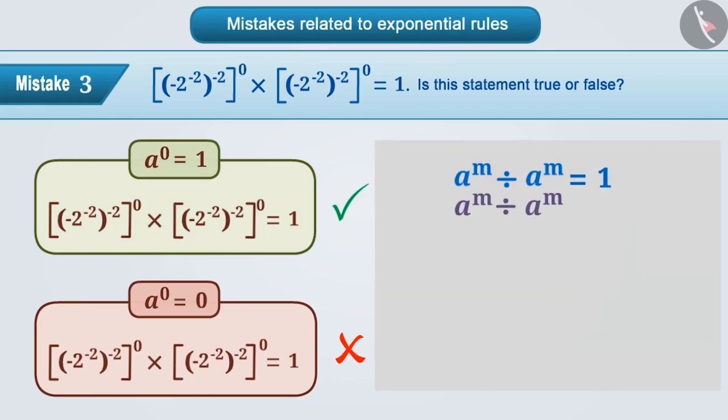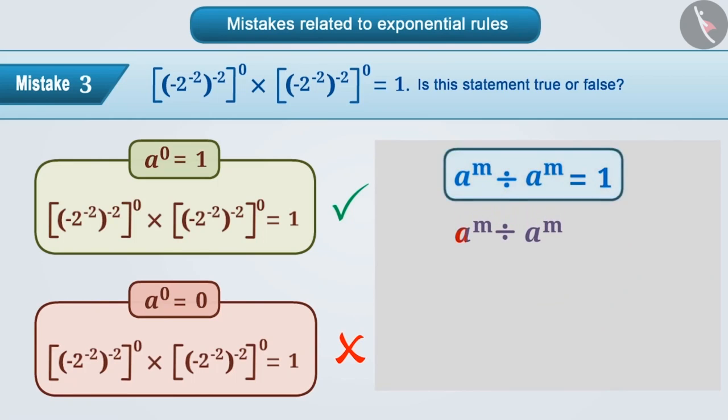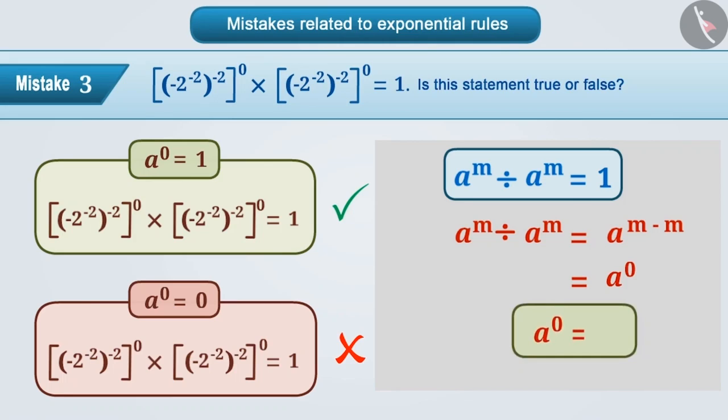Now let's solve the left side. Here we can write a^m divided by a^m is equal to a^(m - m). That is, we can write a^0. In this way, we will get a^0 is equal to 1. So keep in mind that whenever the power of a number is 0, its value is 1.